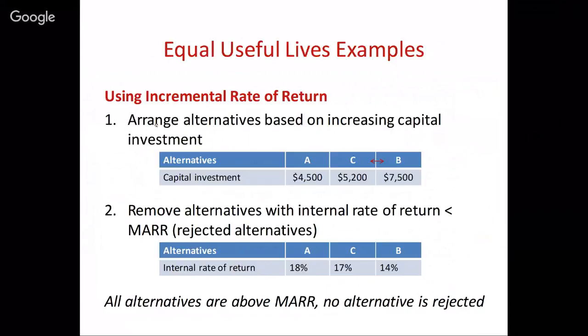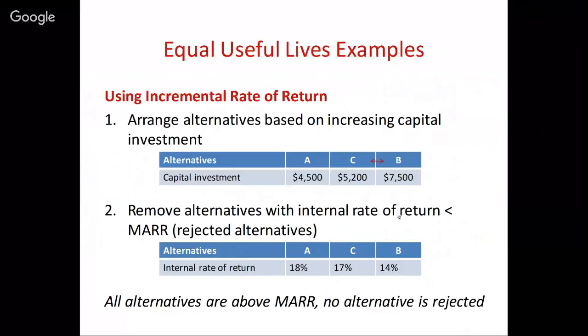Number one here, arrange alternatives based on increasing capital investment. So here we have three alternatives, A, B, and C, but notice that I've listed C before B because C requires less capital investment than B does. So we start with A, that's the cheapest, then C, more expensive, then B, even more expensive.